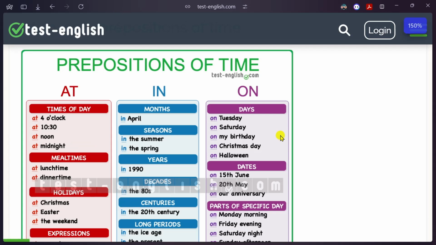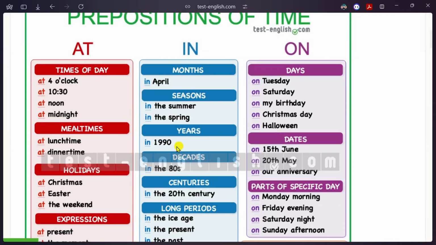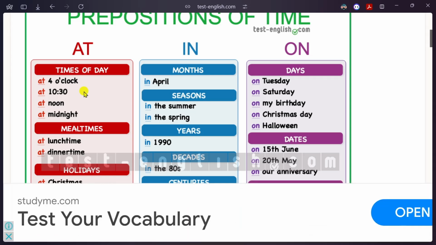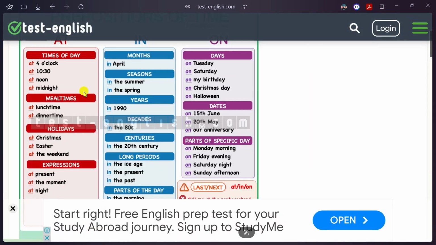I want to make it bigger. At, in, and on. Times of the day, you see? At. So at we use for sometimes specific locations, places, and specific time. So you have to kind of get used to which one you use for which. Okay? It's not very obvious sometimes, but you have to kind of practice and get used to them.